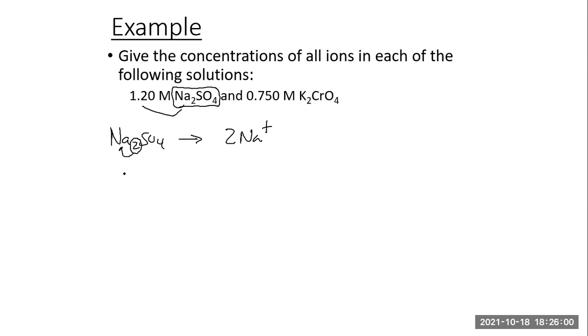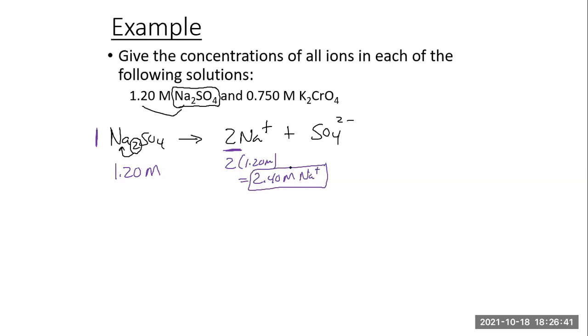There's again, this guy goes for this guy. So there's 2 sodium ions plus 1 sulfate ion. Now, what that means in terms of concentration is, again, you can think about it in terms of proportion. So for every one of these guys, I get 2 of these guys, which means if the concentration of the whole entire thing is 1.2 molar, I have twice as much sodium ions. So it would be 2 times 1.2 molar, which would give us 2.4 molar for the concentration of the sodium ions in that particular solution.